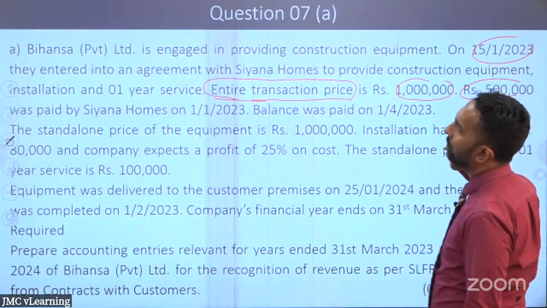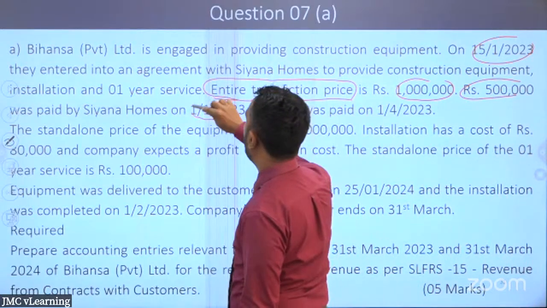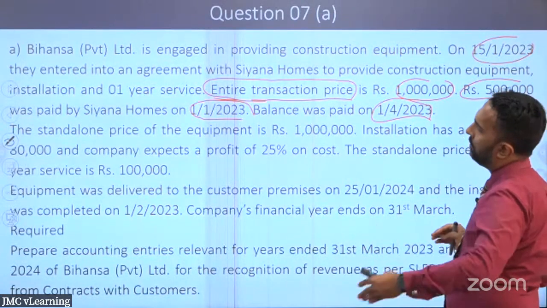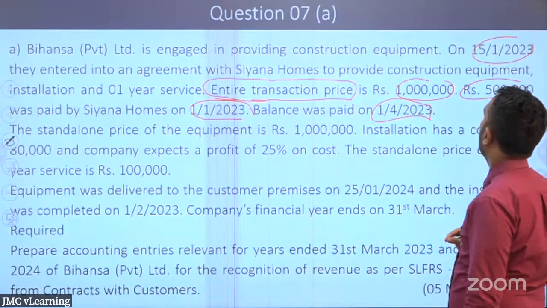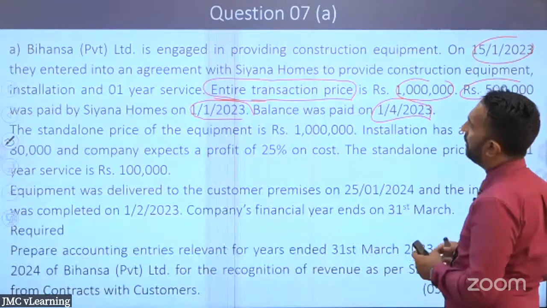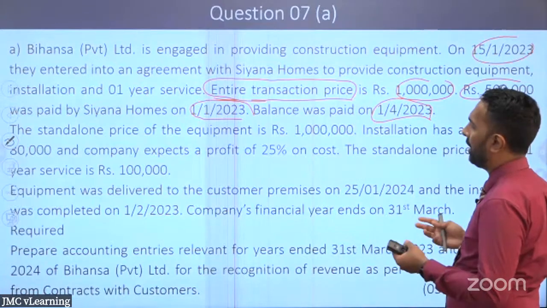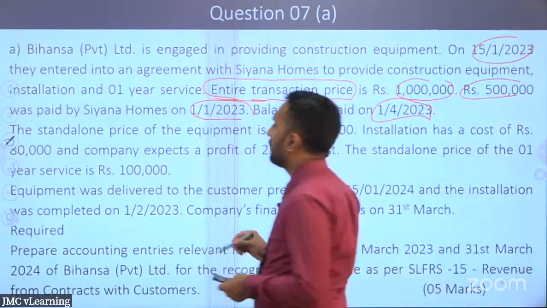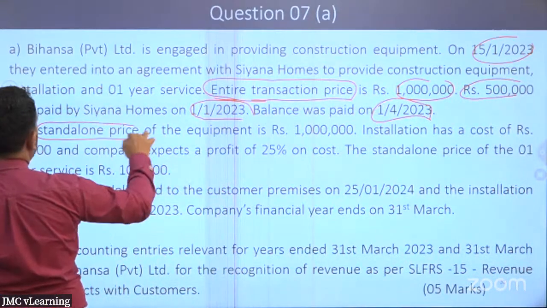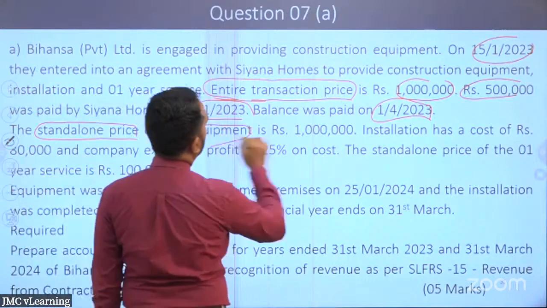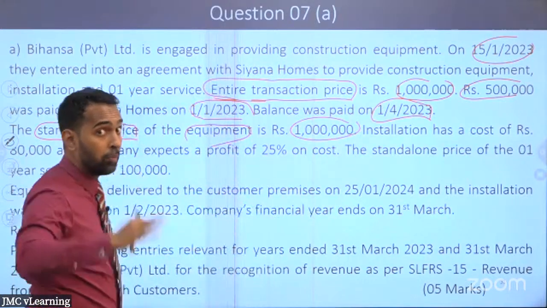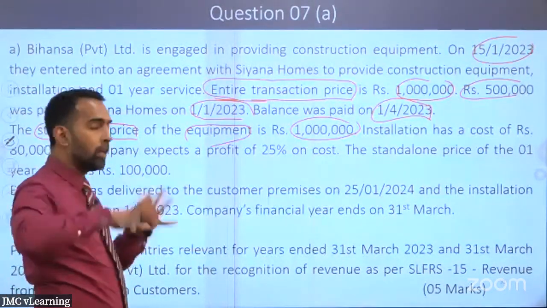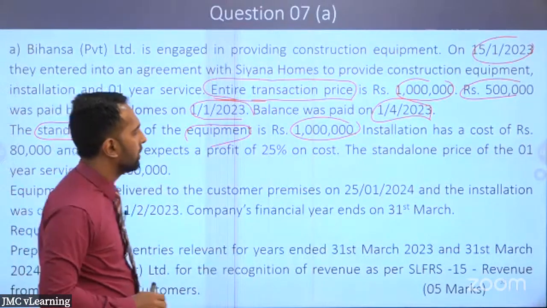Rupees 500,000 was paid by Sienna Homes on 1st of Jan. Balance was paid on 1st of April. So on 1st of Jan, when they entered into the agreement, they made an advance payment. Balance was paid on 1st of April. The standalone price of the equipment is 1 million. If you take the equipment alone, the price would be 1 million.